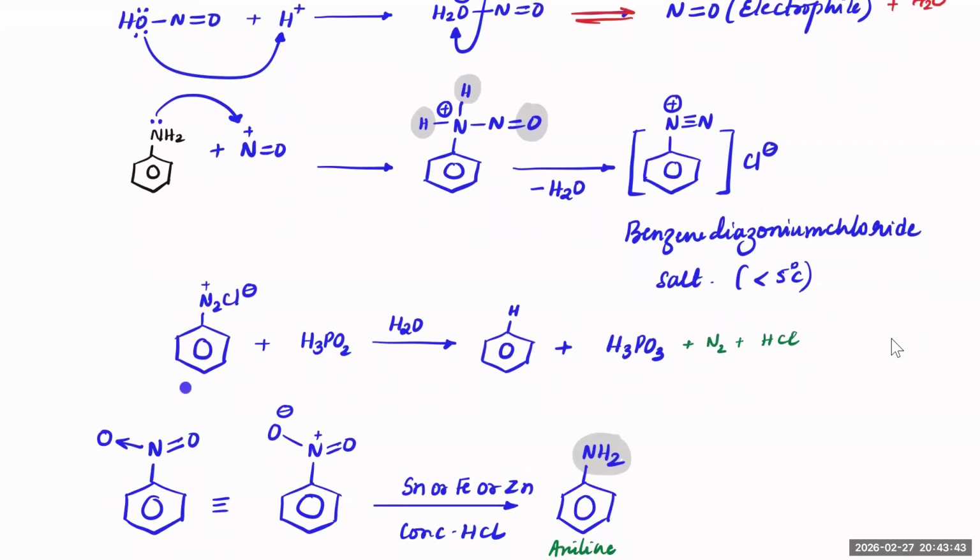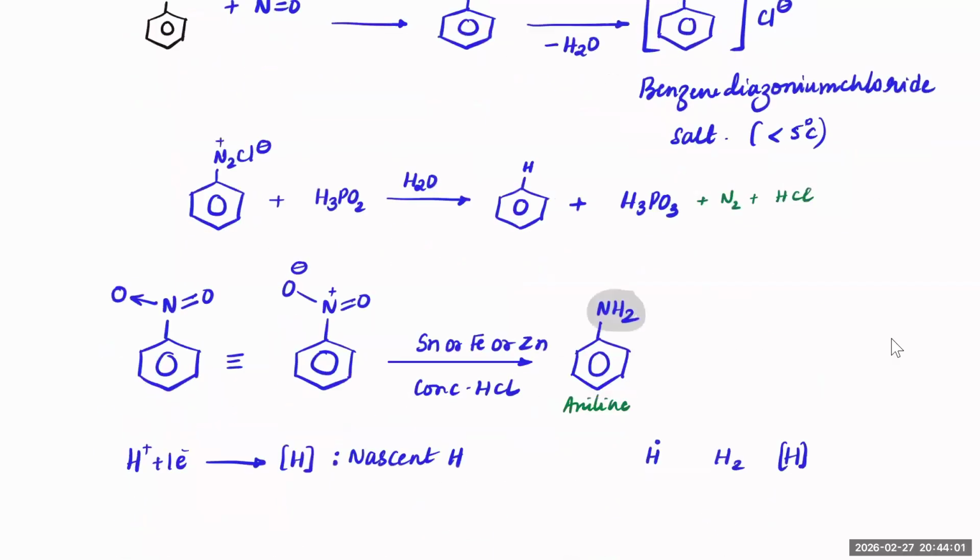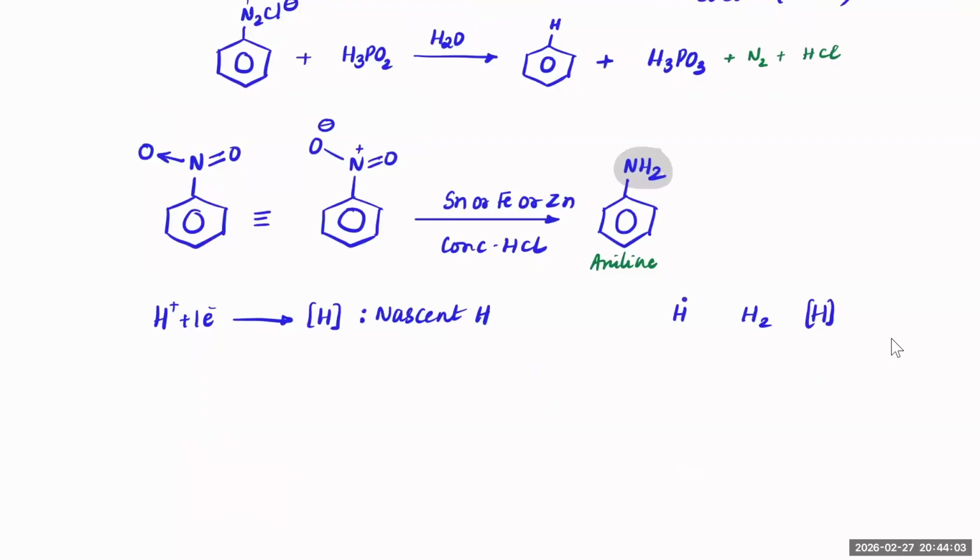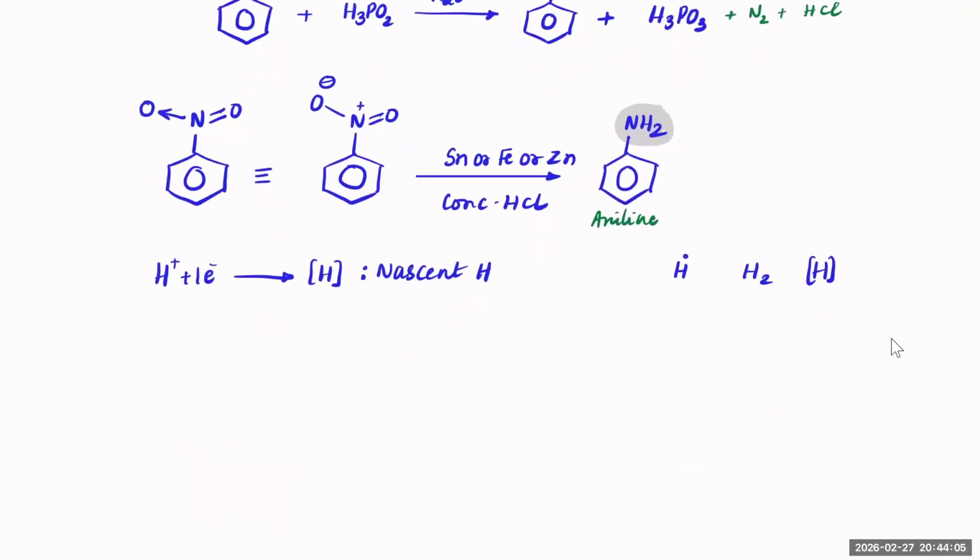Now this benzene diazonium salt, when you treat it with H3PO2, on hydrolysis will give you benzene, H3PO3, N2 and HCl. So this is the way we can get benzene. So wherever you see aniline with HNO2, understand that this is a reaction towards benzene.